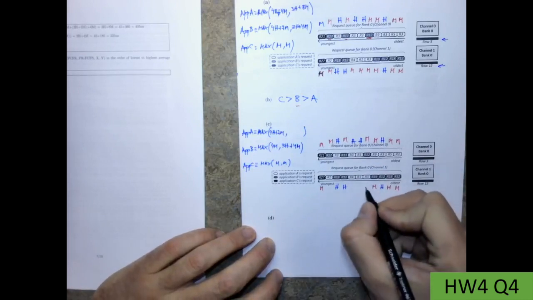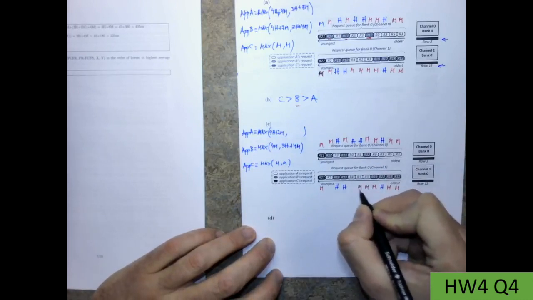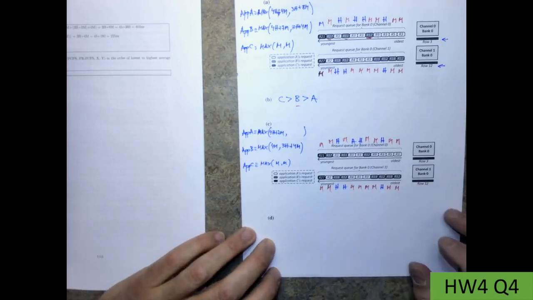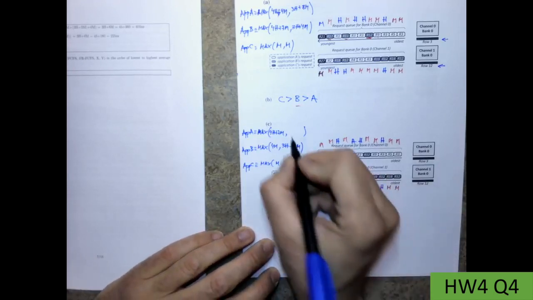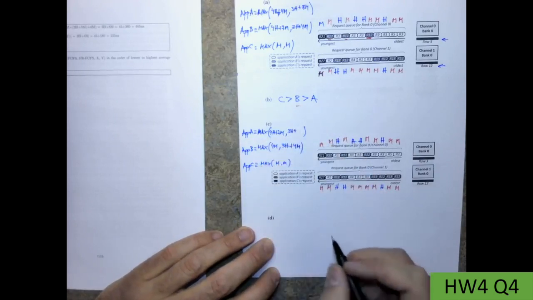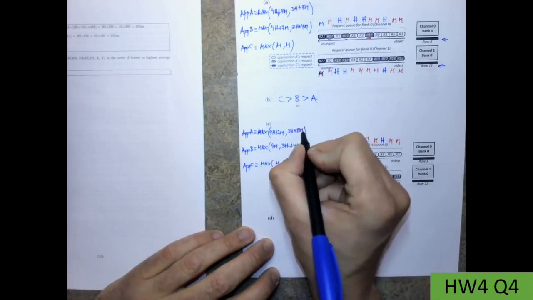In channel 1, we will have misses for all the remaining requests from application A. So finally, it's 3 hits plus 8 misses.